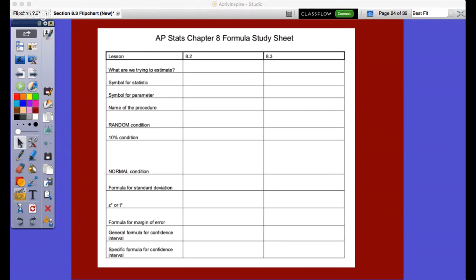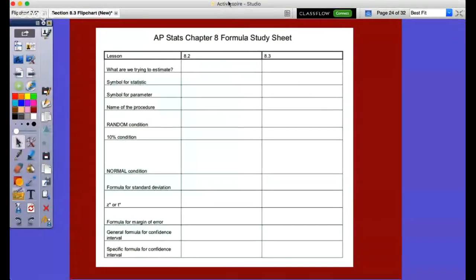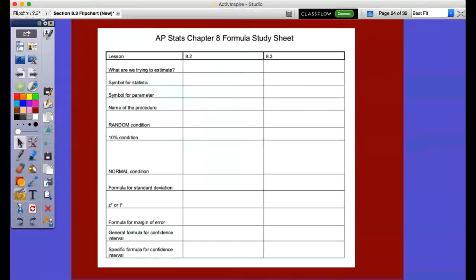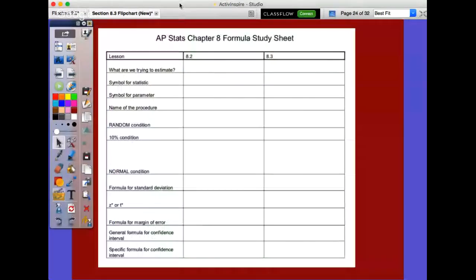Okay. Starting us off here, we've got the left side of two types of worlds. All right, so let's talk about this. 8.2 focused on the proportion world, whereas the 8.3 focused on the mean world. So what we're going to do here is write this in. So if you've got it, go ahead, write this in, and then we'll actually do FRQs related to these as well. So let's go through.